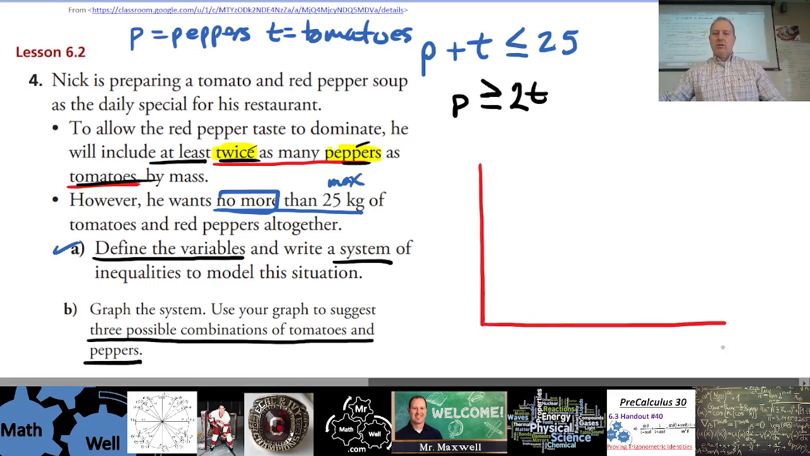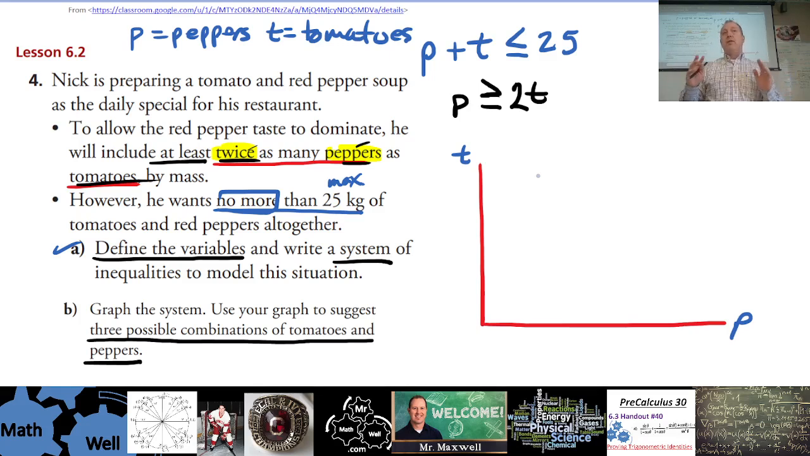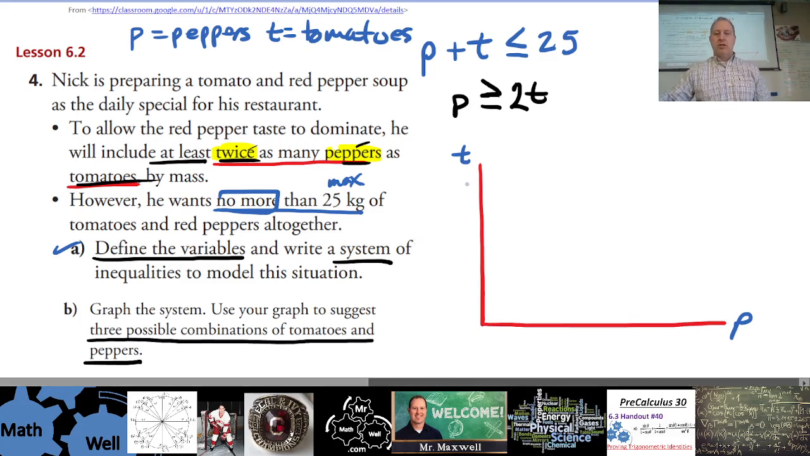Now let's label this. What do you want to do? You want to do peppers down here and tomatoes up here? I don't know. You think? Doesn't really matter. Just pick one. If someone else reverses those, your graph will look a little different, but the combinations should still be the same. Everything should still work. Okay, so I'm just going to do it this way.